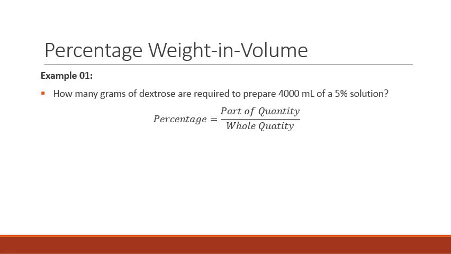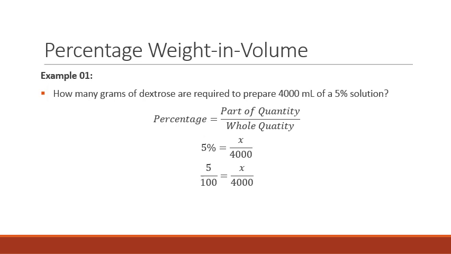If we use this formula, we have the total quantity, that is 4000 ml, and we have already been given the percentage, that is 5%. So we will put the 5% into the percentage, and the whole quantity of the preparation is 4000 ml, so we will put it into the whole quantity, and the required part of quantity is x. Now, as we know that percentage means rate per 100, so 5% will be equal to 5 upon 100 is equal to x upon 4000.